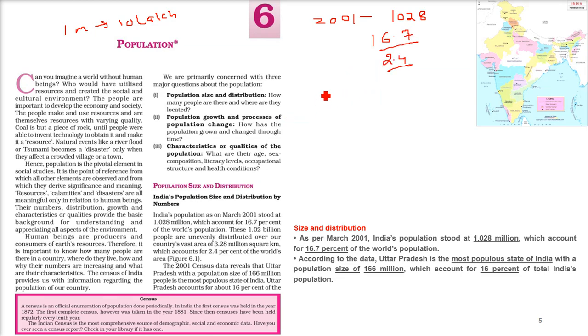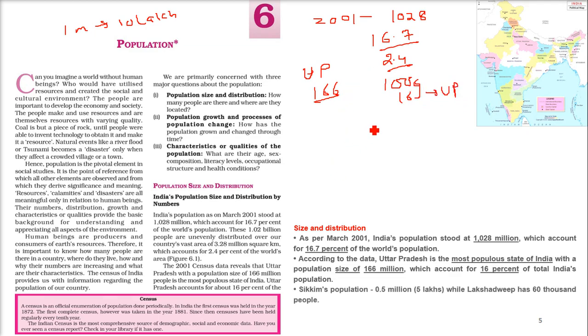Apart from this, the most populous state, as I just mentioned, is Uttar Pradesh. It was Uttar Pradesh, and still it is. Uttar Pradesh is the highest populated state of India, and the size of the population of UP is 166 million. As I said, I'm going to give you the latest numbers maybe in the next discussion. This accounts for 16% of the Indian population. So if the Indian population is 100, 16% of the population is from Uttar Pradesh.